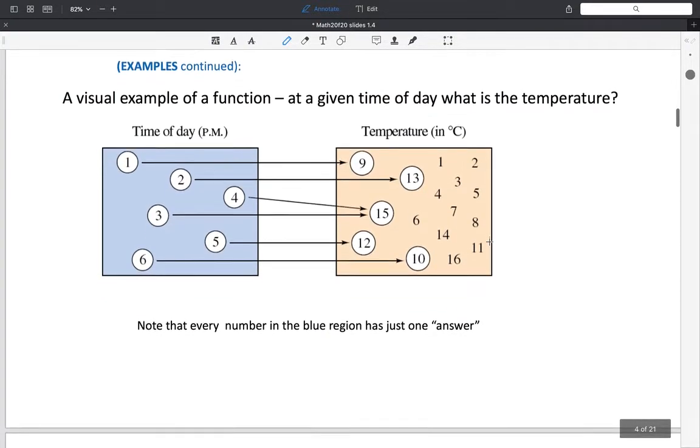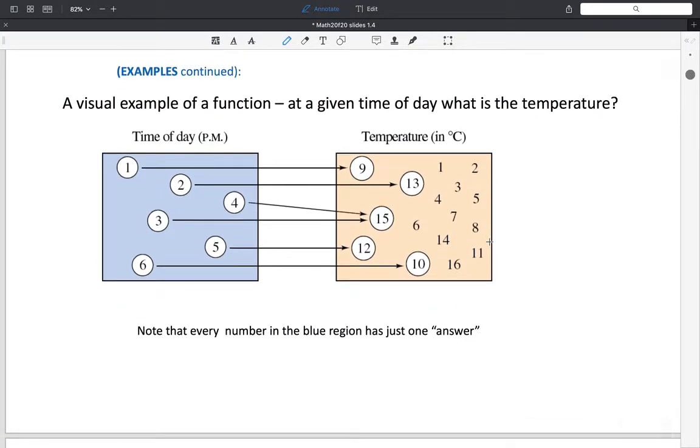So here's a visual example of a function with a diagram. At a particular time of the day, what's the temperature? Notice it can't be two temperatures at once. So at 1, it's 9. At 2, it's 13 degrees centigrade, and that's just close to 60 degrees, a little bit less. At 3, it's 15 degrees centigrade. At 4, it's 15 degrees centigrade. Temperature didn't change. At 5, it's gone down to 12, and at 6, to 10.